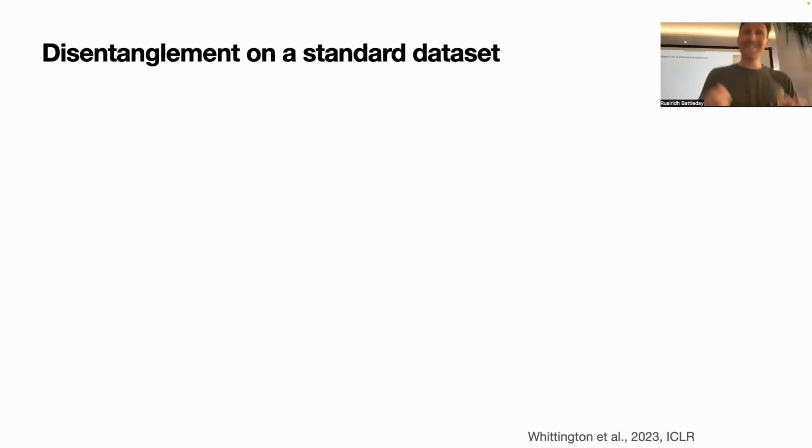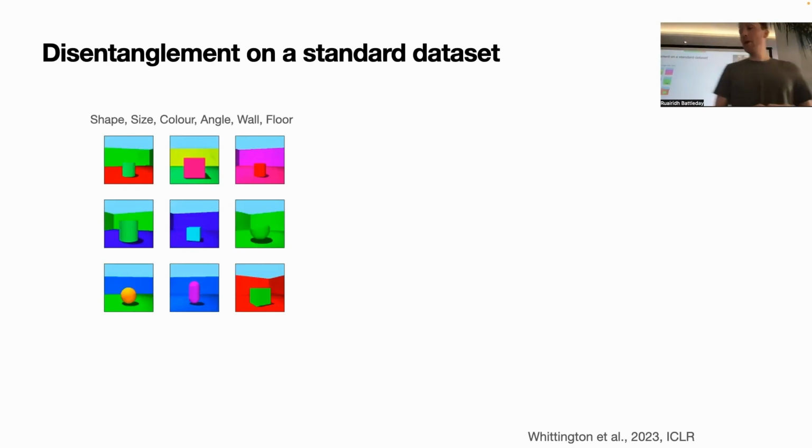And we're going to test this on a data set which is a machine learning benchmark for disentanglement. So this data set consists of lots of images where each image has been generated as a combination of these six factors. So each image shows an object where that object is a certain size, a certain shape, a certain color. You're viewing it from a certain angle, and the wall and floor colors are different. We have lots and lots of these images.